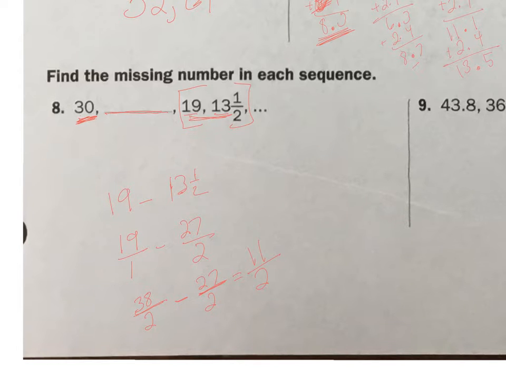So now 11/2, how many times does 2 go into 11? 5 times, 5.5. So 5.5 is what is being subtracted every time, or added. If I'm going this way, it's adding. If I'm going this way, it's subtracting.